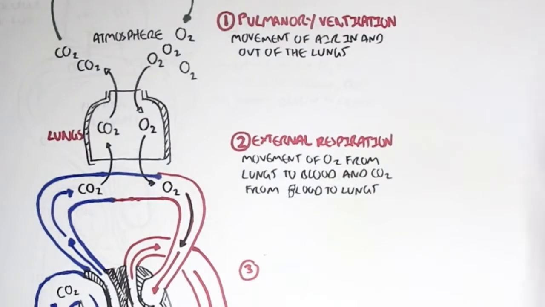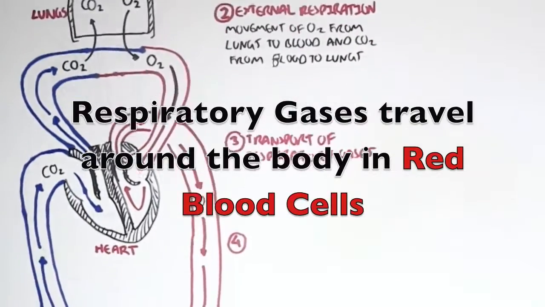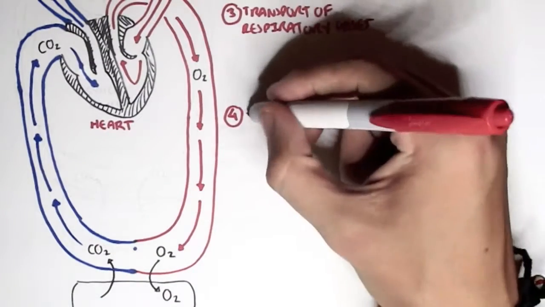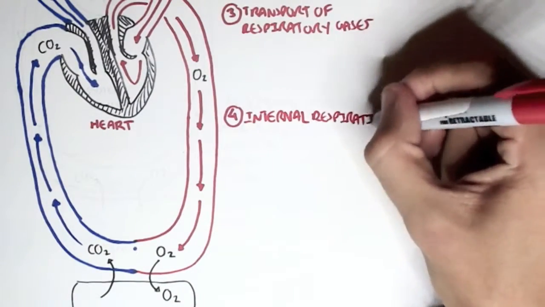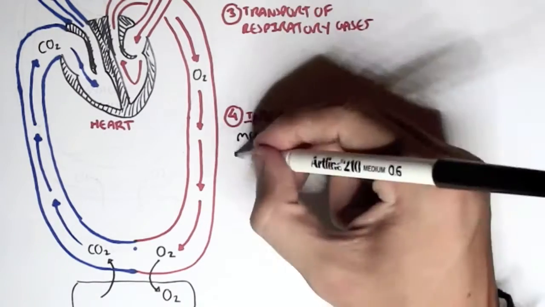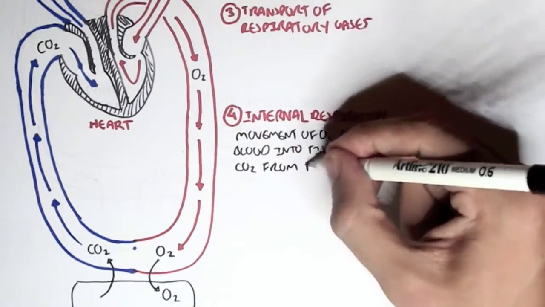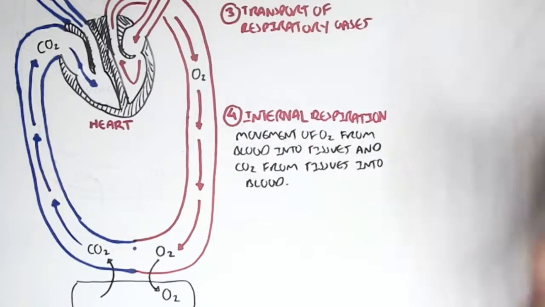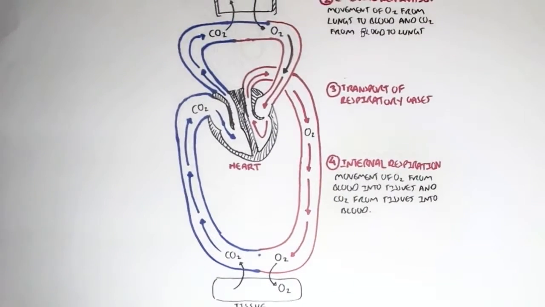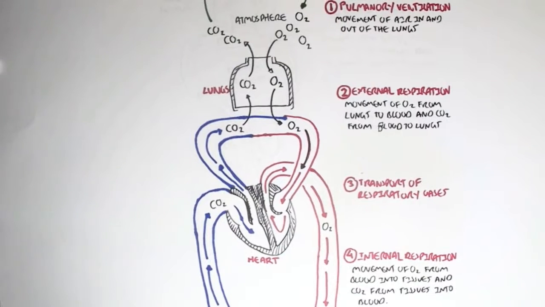Number three is the transport of respiratory gases. So how the oxygen basically gets transported to different tissues and different organs. And then we come to our last one, four, and this is known as internal respiration. Internal respiration is where we have the movement of oxygen from the blood to the tissues and the movement of carbon dioxide from the tissues into the blood. So I hope you can understand the difference between internal and external respiration, most importantly.